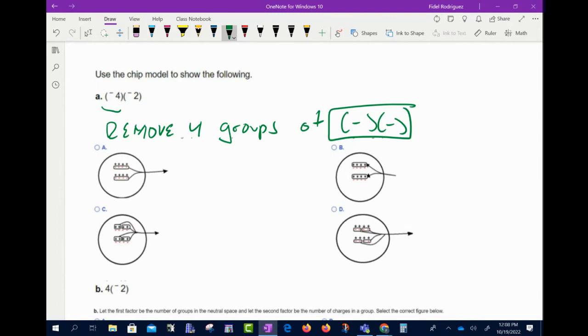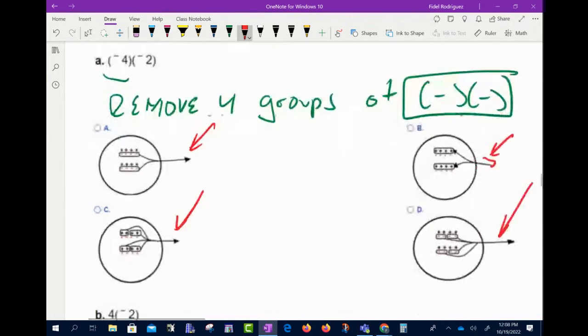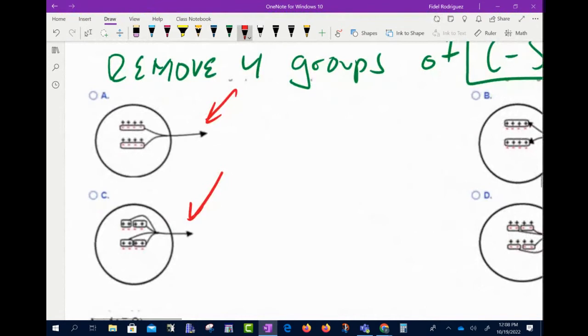So I want you to notice in each of these pictures, y'all, there's supposed to be a little arrow there, but they're taking stuff out, okay? So what I want to do is see which one of those removes 4 groups of the 2 negatives, okay? So if I look at, say, part A, well, I have 2 groups, right? And that's not what I want. I want to remove 4 groups, okay? When I look at part C, yeah, I have 4 groups, but I'm grouping positive numbers. So no, I don't want that one either, okay?